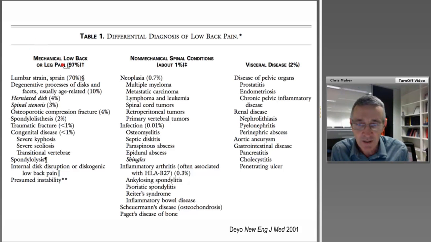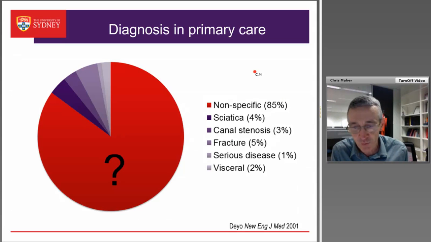So if I take the laser pointer, most of the conditions that you see come into this category of mechanical low back pain, and Rick suggested that it was probably around 97%. And all these other conditions that we sometimes worry about, or we should worry about, are actually quite rare. So these inflammatory, nasty diseases, serious medical pathologies probably account for 1%, and visceral disease masquerading as low back pain accounts for about 2%.